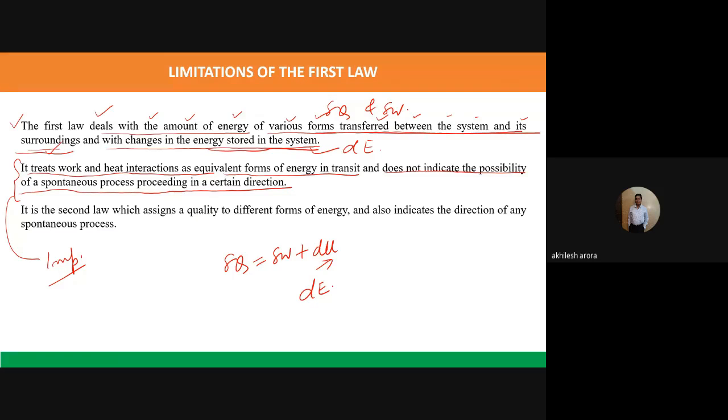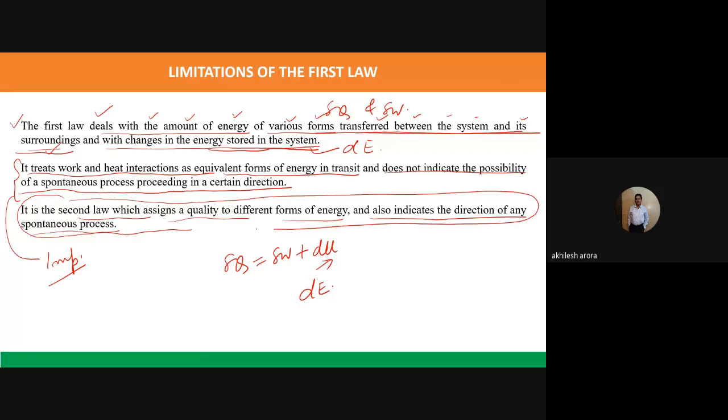I will explain it more when I talk about the second law of thermodynamics. It is the second law of thermodynamics which assigns a quality to different forms of energy and also indicates the direction of any spontaneous process. For the time being, you may not have understood this particular line, but I will explain when I teach the second law of thermodynamics, which will take three or four more lectures, and after that we will reach the second law.